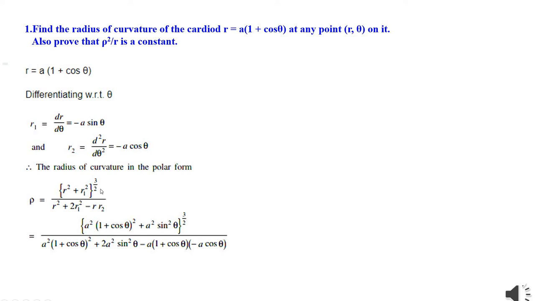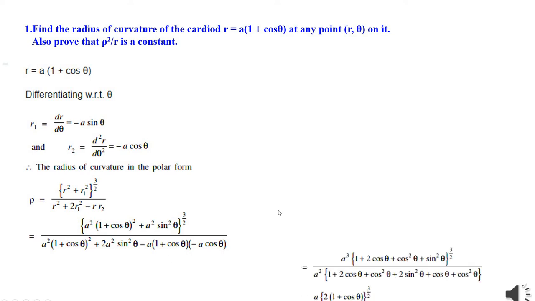See, either you use the formula with r1 for r dot and r2 for r double dot, or just r dot and r double dot. In this it's already typewritten, so this r1 stands for r dot, that is dr by d theta. So r is equal to a into 1 plus cos theta, and differentiation gives you minus a sin theta. Then you differentiate that again, so you get minus a cos theta. So r dot is minus a sin theta, which is taken as r1, and r2 is minus a cos theta.